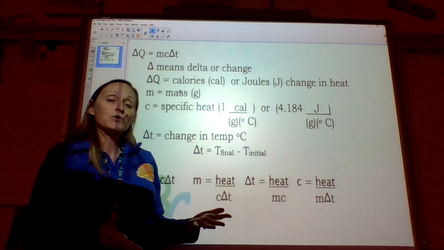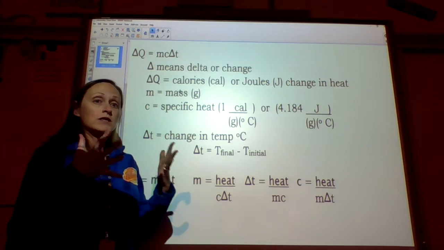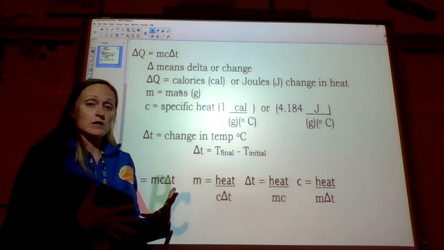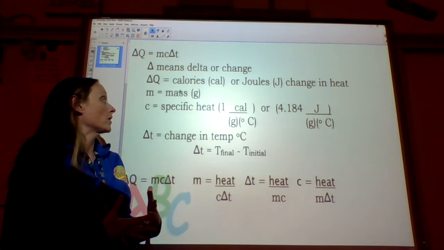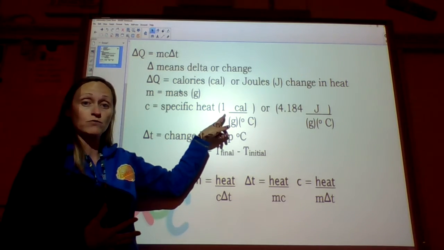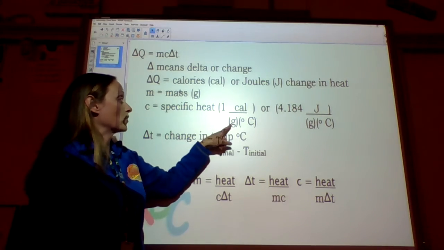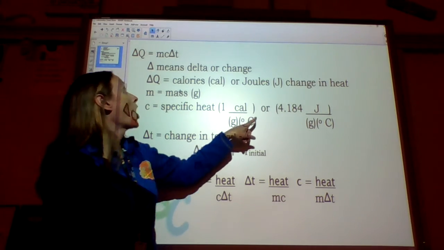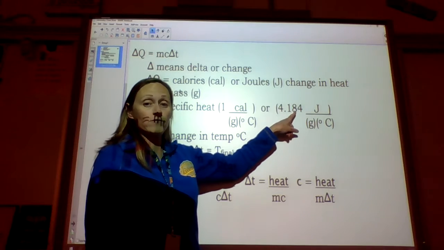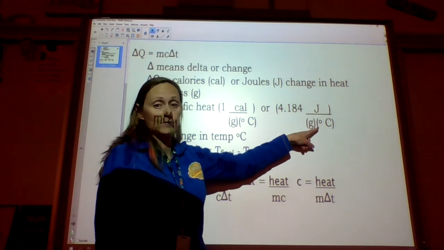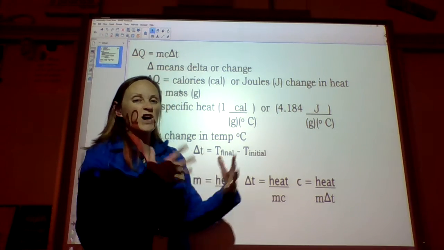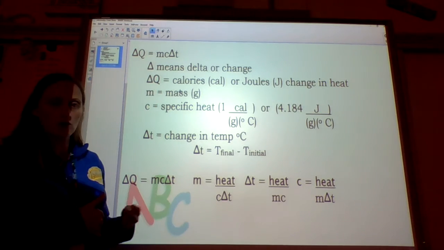So oftentimes when we're working with the calorimeter, we're measuring the temperature change of the water. So that's why we're using the specific heat of water. And you can either use the 1 calorie over grams times degrees Celsius or the 4.184 joules over grams times degrees Celsius. And again, we'll talk more about this as we start to solve problems.